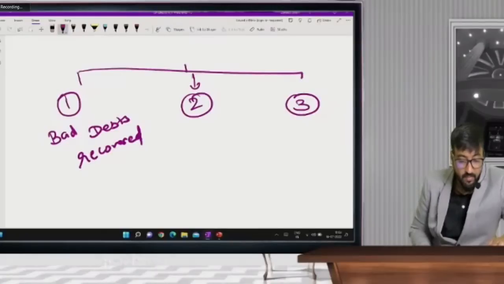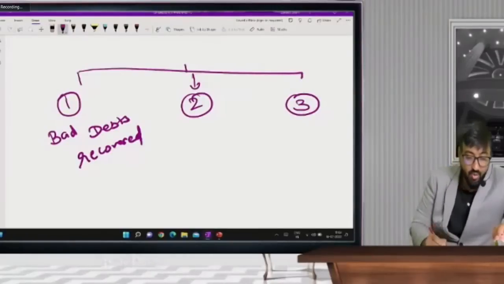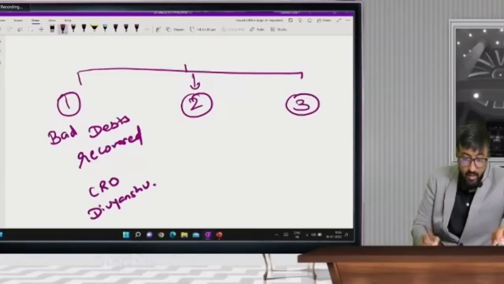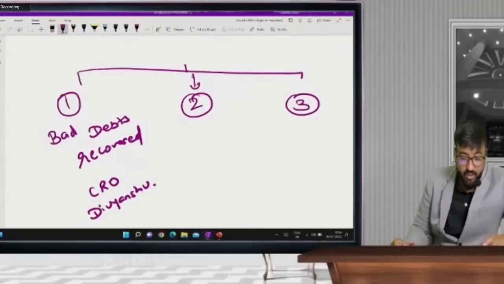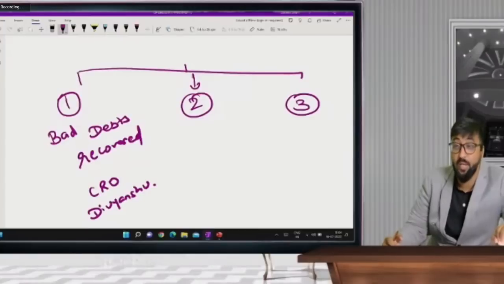Number 1, CRO, Divyanshu Kumar. Cash account debit to bad debts recovered. Very good. Now everyone answered it correctly. Cash account debit to bad debts recovered. But those 22 entries are very important in your life. Yes, all these 22 entries. Mastanji, wrong answer beta. Cash to bad debts recovered is the correct answer.